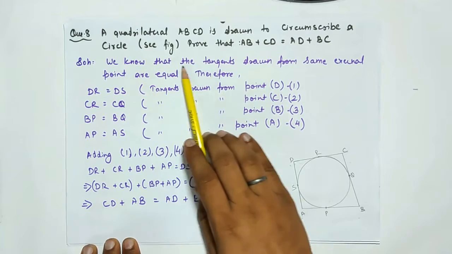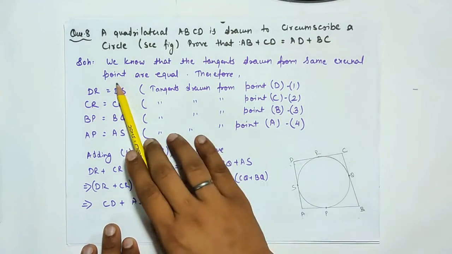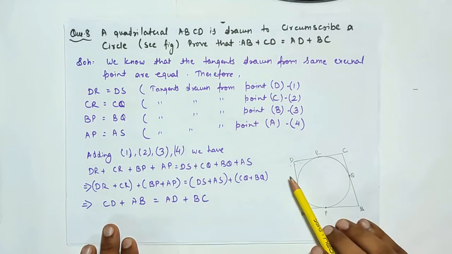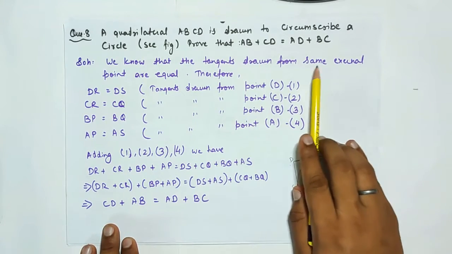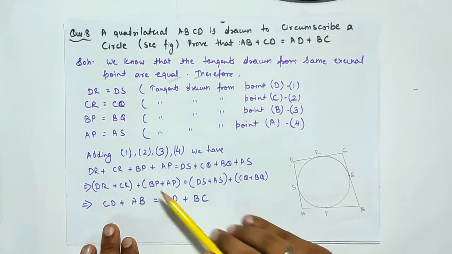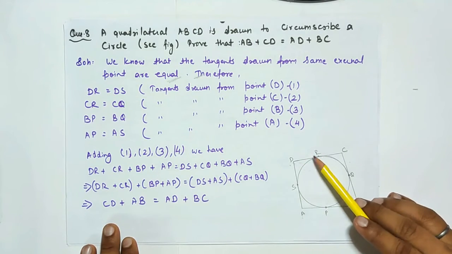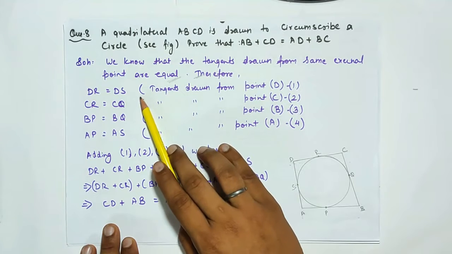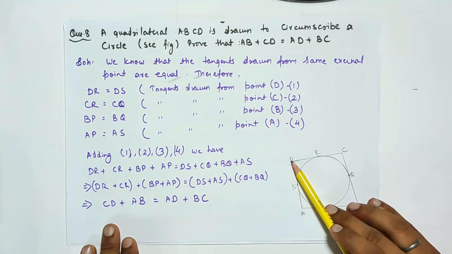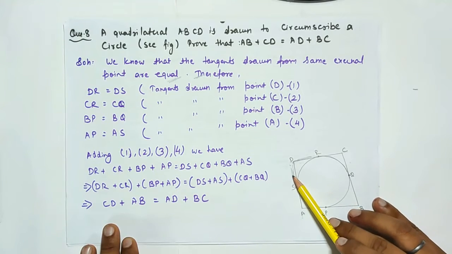We know that the tangents drawn from the same external point are equal, therefore DR is equal to DS. This is the tangent drawn at the point D.